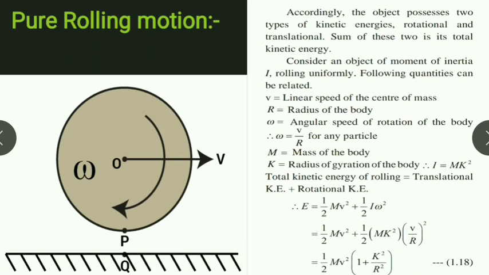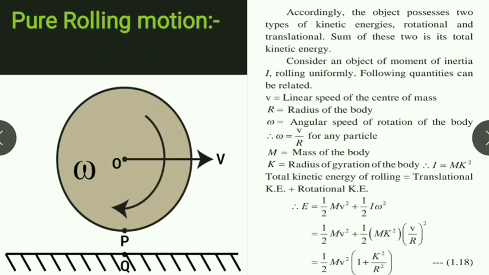So let's begin with pure rolling motion. Rolling motion of a body is a combination of translatory motion and rotational motion. It means the body rotates about an axis and also moves from one place to another. For example, the tire of a car. When it rotates, the car moves either forward or backward depending upon the direction of angular speed.